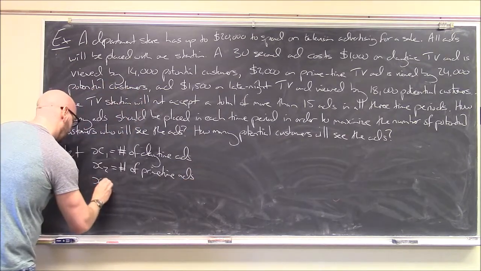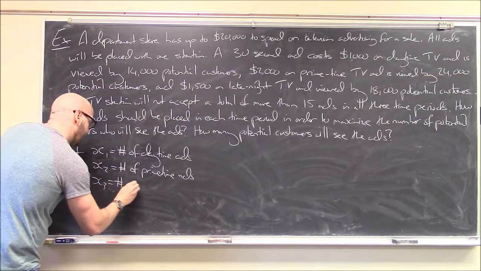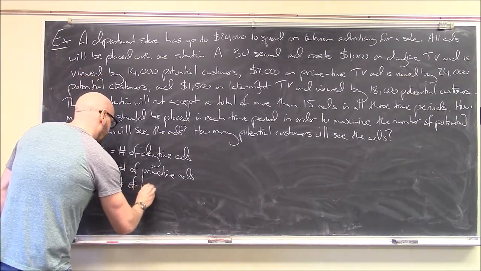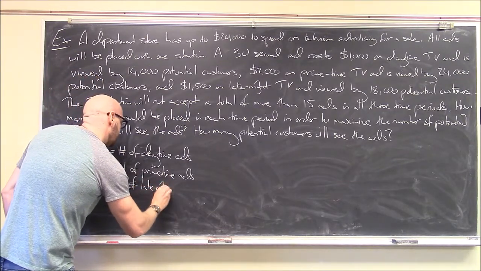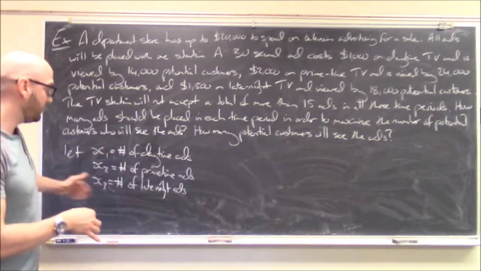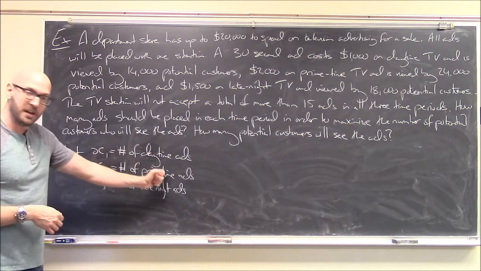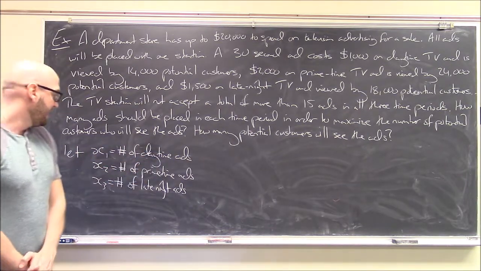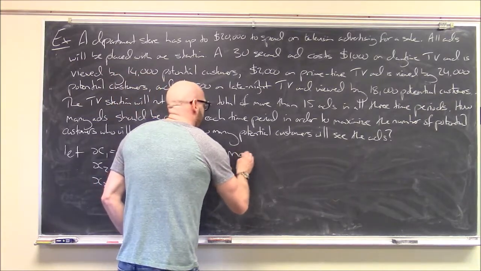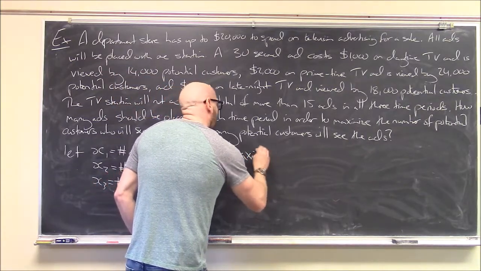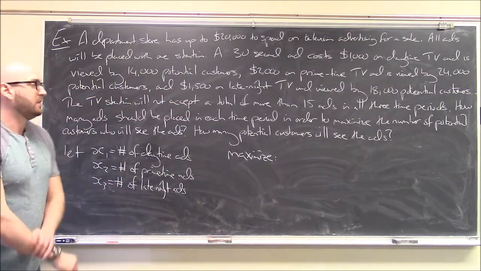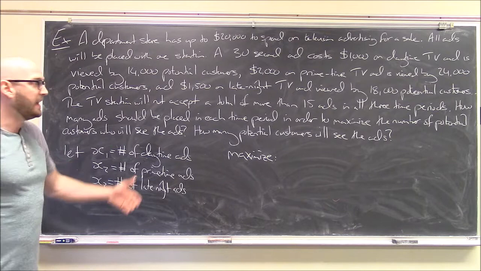And x3 be the number of late night ads. Those are my decision variables. That's the only decisions I'm making. How many ads am I going to run in the daytime, how many in prime time, and how many late night. What do I want to maximize? I want to maximize the total viewership, the total number of potential customers who see the ads, right?